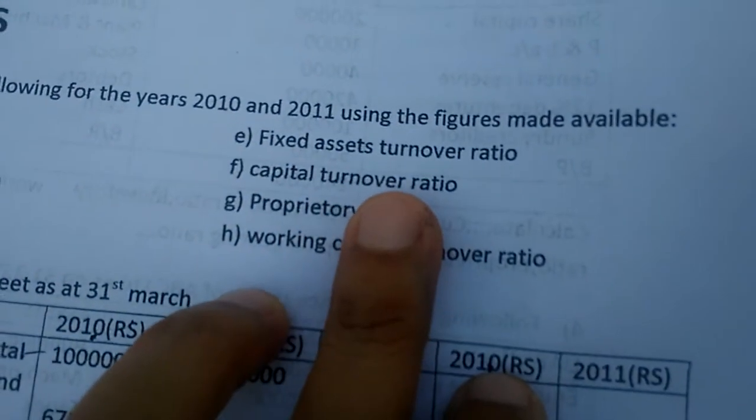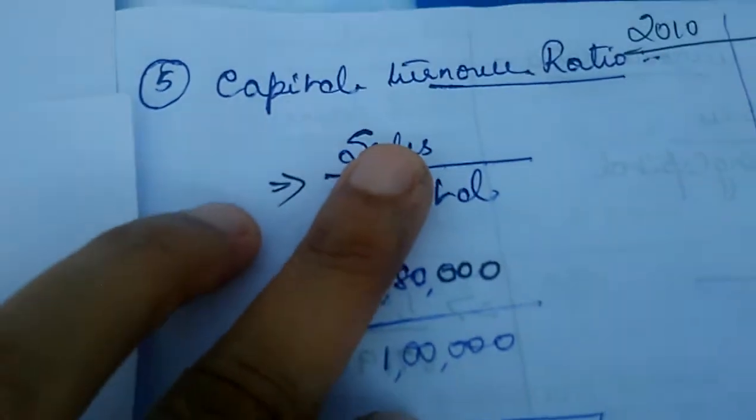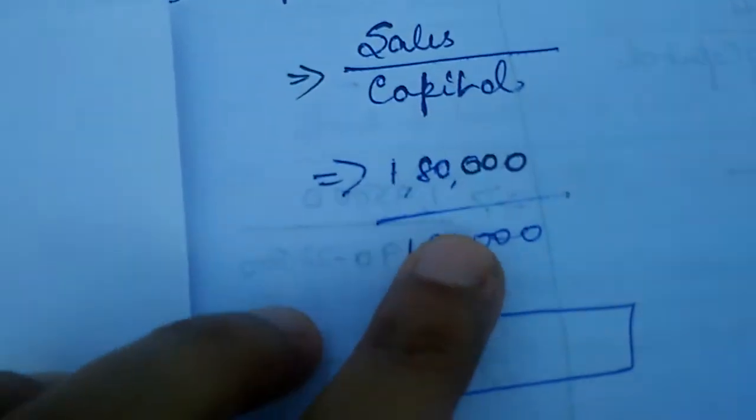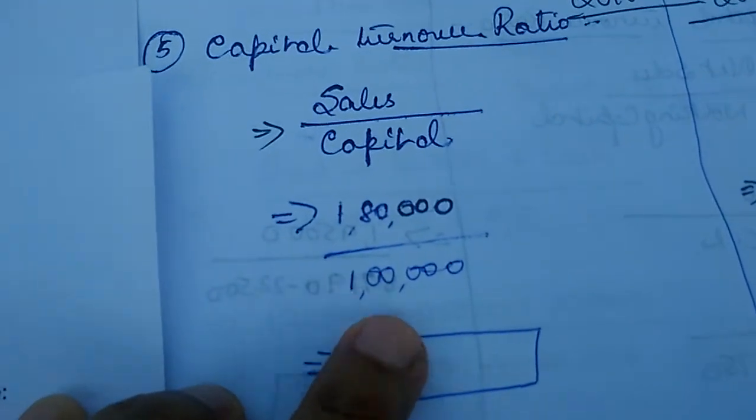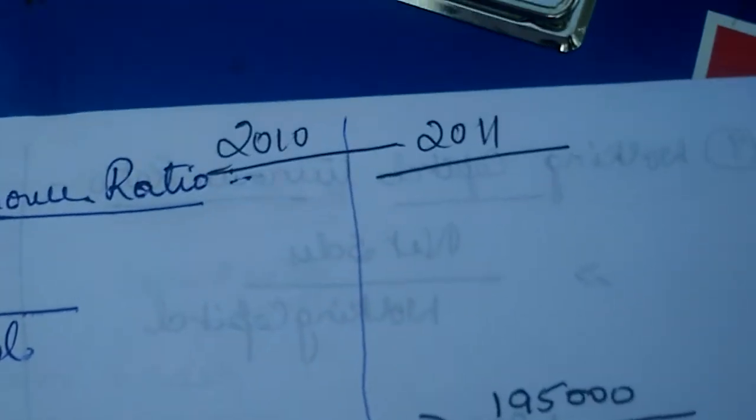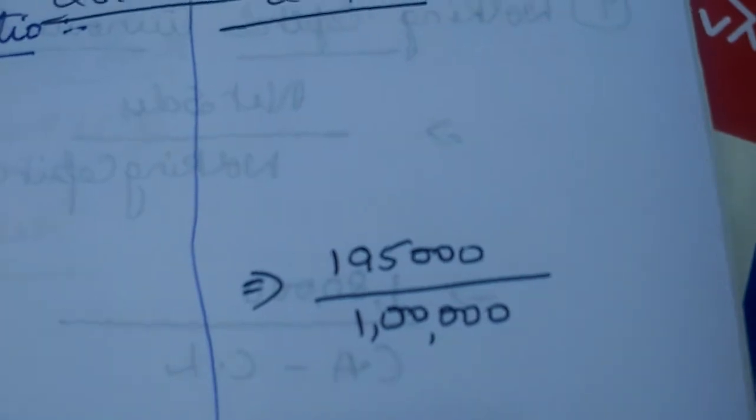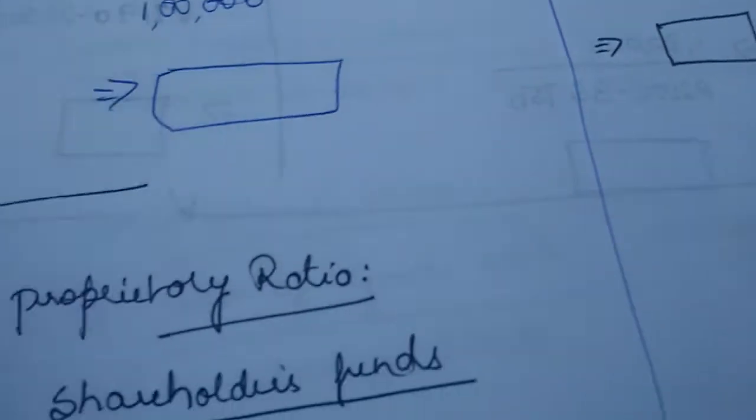Capital turnover ratio. Turnover sales divided by capital. This is for your 2010. And this is 1 lakh, will be getting some value. Same for 2011, but amount changes, value changes.